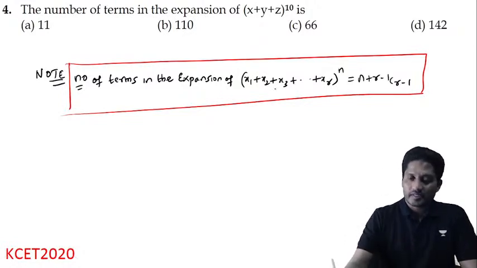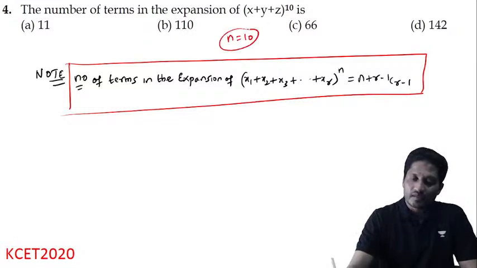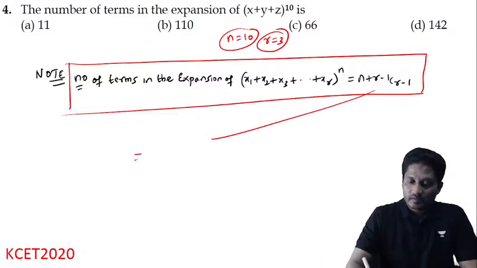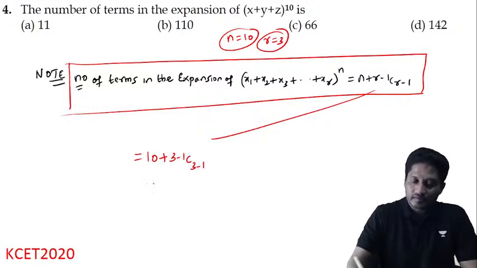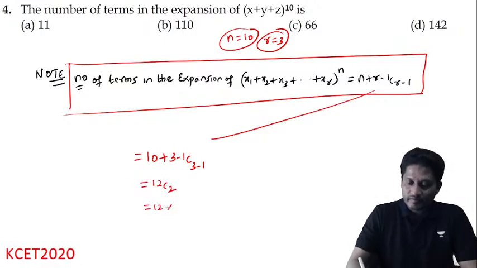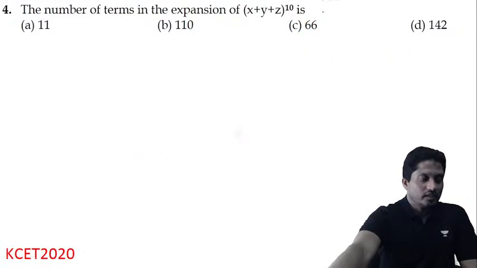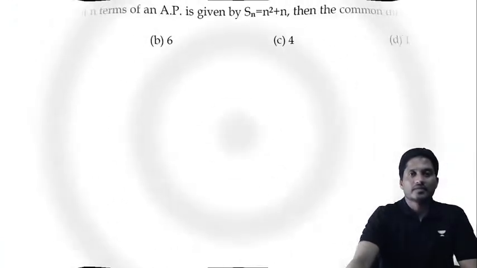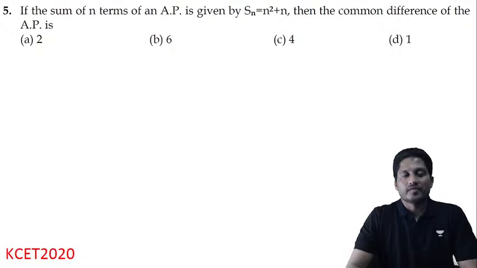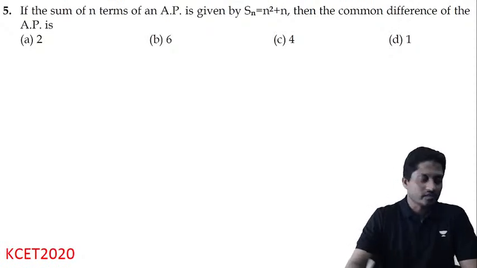Now, number of terms in the expansion of (x plus y plus z) to the power 10. So n is equal to 10, and the number of terms, x plus y plus z, is 3. If I substitute in the formula, you will get (10 plus 3 minus 1)C(3 minus 1), which is equal to 12C2. 12C2 is 12 into 11 upon 2 into 1, which is equal to 66. Answer is option B. Let's move to the next question. If the sum of n terms of an AP, Sn, is equal to n square plus n.